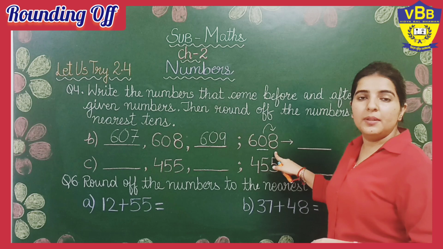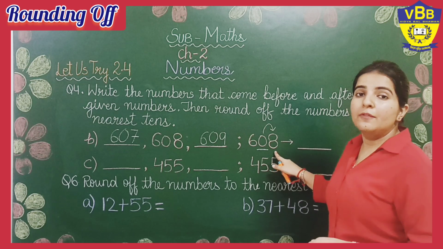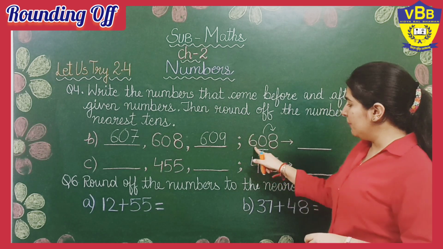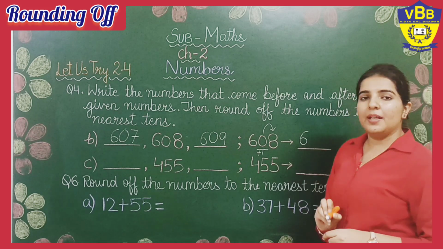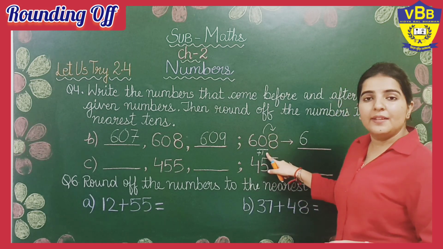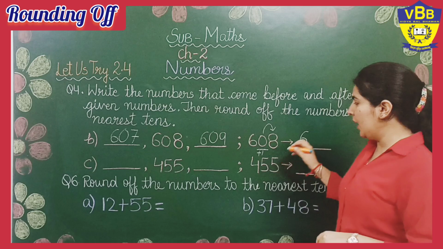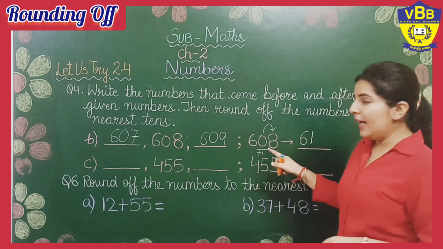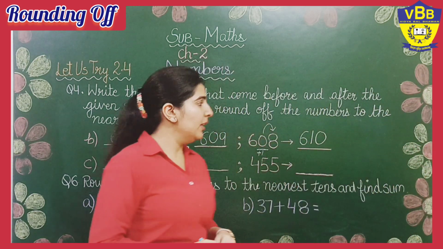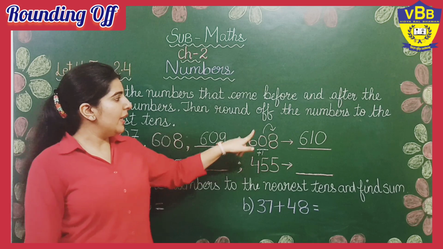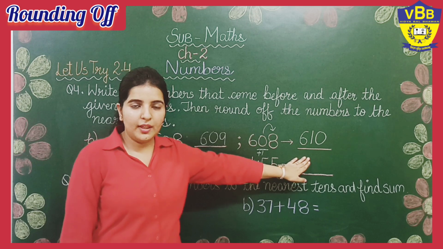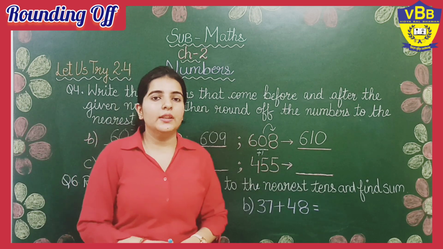So when the number lies between 5 and 9, we add 1 on the tens place, right? So the 6 will remain 6, because it is on the hundreds place. Now on the tens place, 0 will be changed to 1. 0 plus 1 is 1, and the ones place will become 0. That means my number 608, when I round it off, will change into 610. This is what we have to do in this question.